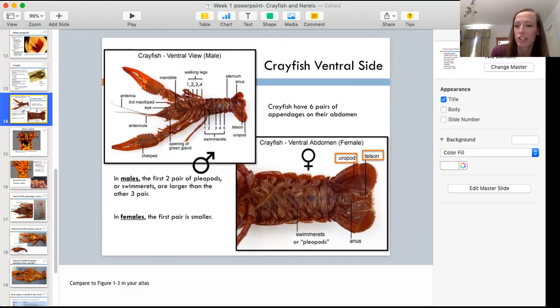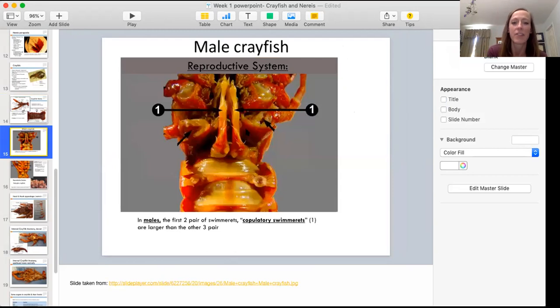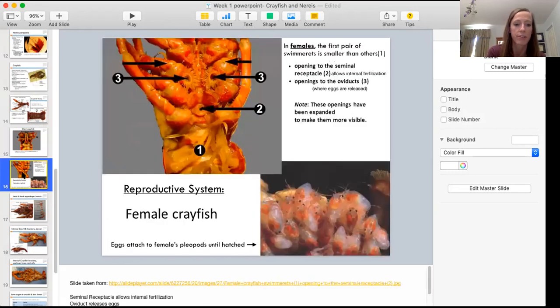All right, so let's move on to our next slide then, where I'd kind of shown you already. This is one of the two larger pair of swimmerettes you can see in the males. The latter three pair of swimmerettes are smaller in the male. Okay, and so these first two pairs are called copulatory swimmerettes. They're used in fertilization in order to help the male fertilize the female. So they're called copulatory swimmerettes.